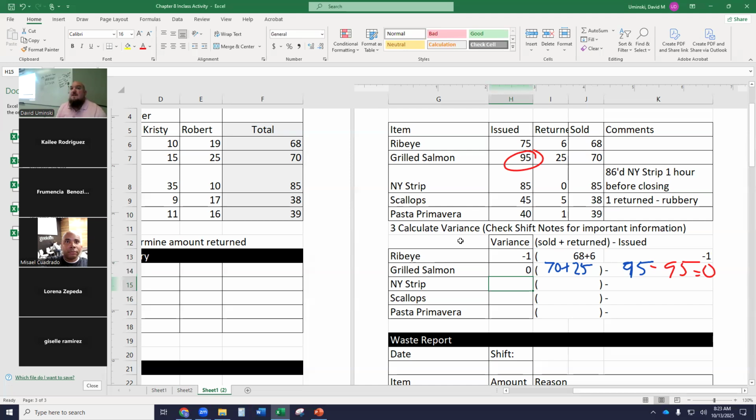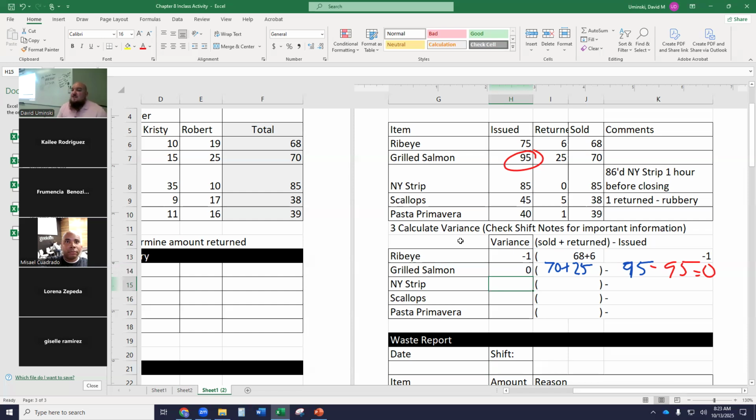Okay. And then through all the evening, the servers are selling salmon. They sold 70 portions of salmon. And at the end of the night, the grill cook counts up. I have 25. I'm going to put them back in the refrigerator so that way we can cook them tomorrow. So that 70 plus the 25 is 95, which equals the number that I actually issued at the beginning. So my variance is 0.